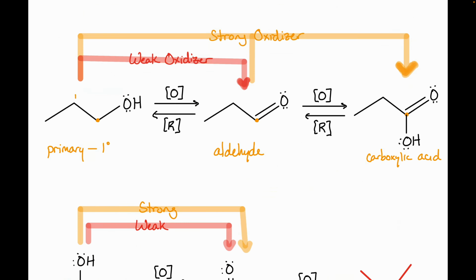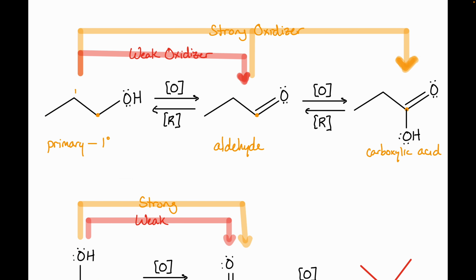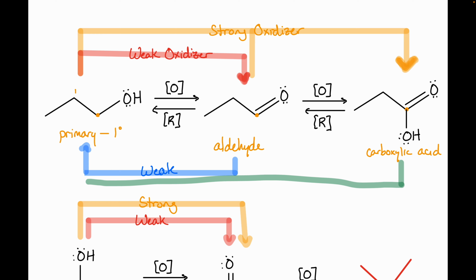Similar to what we saw with strong and weak oxidizers, these things have different reduction potentials. Okay. It turns out that our weak reducer is too weak to reduce that carboxylic acid. It can only reduce an aldehyde into a primary alcohol. If we wanted to reduce a carboxylic acid into a primary alcohol, we would have to use our strong reducer.